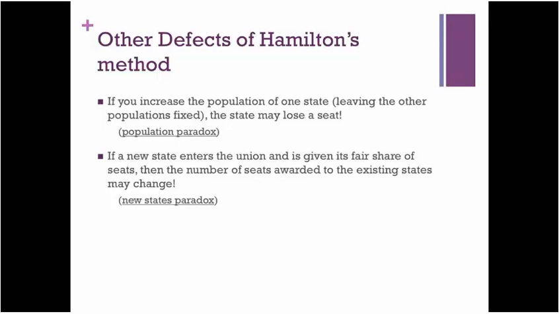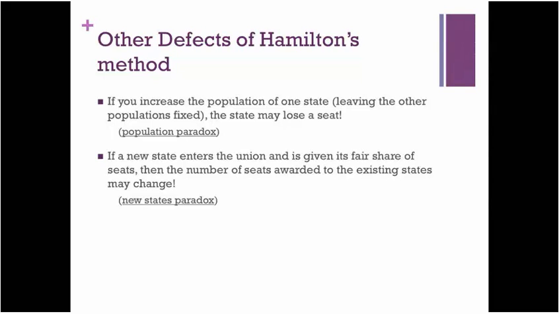Now, I said I'd briefly mention a couple of other defects. We could go through these again in detail, although the first one is sort of theoretical. Suppose you increase the population of one state, while all the other populations remain fixed. Amazingly, under Hamilton's method, the state may lose a seat. That seems pretty undesirable. That's called the population paradox.